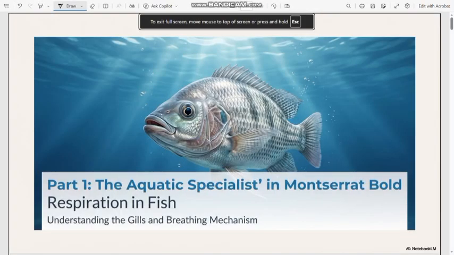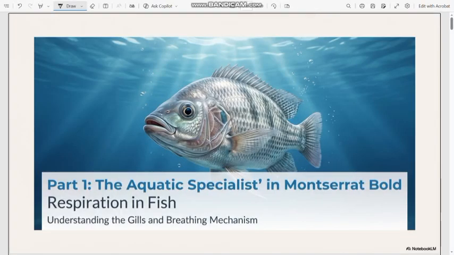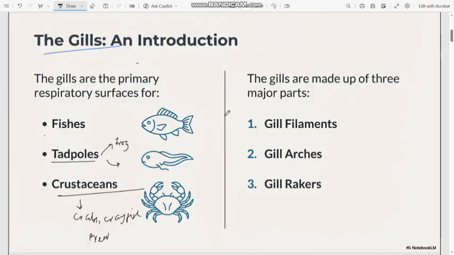In this video, we'll be talking about how respiration happens. What is the mechanism of respiration in fishes? Now, the organ of respiration is the gills. This is the organ of respiration. It is the organ of respiration for fishes, for tadpoles, and for crustaceans.